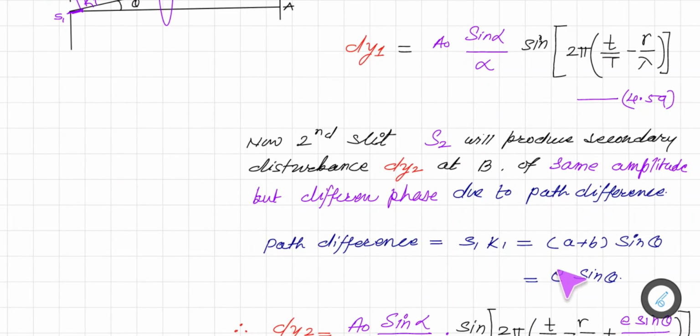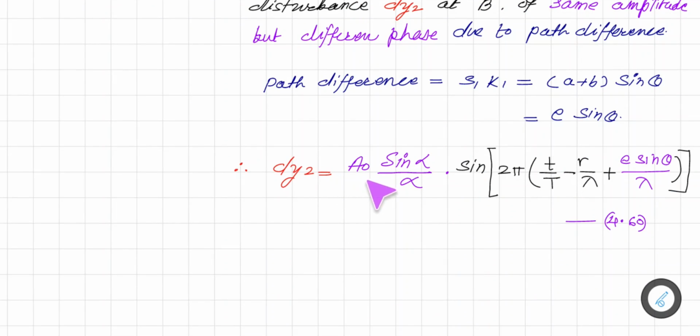Obviously, for the path difference, we can see that this is S1, and here it is K1. S1K1 is equal to AB sine theta, that we already saw, but we know that A plus B is nothing but the grating element e. So S1K1 is equal to e sine theta, and the path difference is e sine theta, and that is added into the earlier equation. So dy2 is equal to, as the amplitude is as it is, A0 sine alpha upon alpha, sine of the phase angle plus this path difference, e sine theta upon lambda. So dy2 is given by expression 4.60.